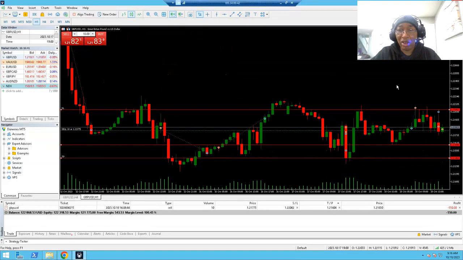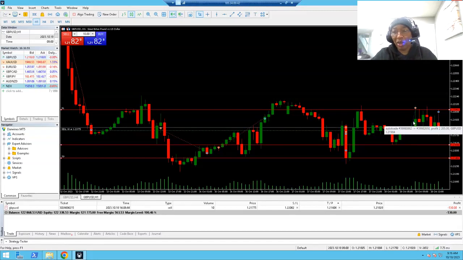And then also here, you can see it is like in a ranging market. You can see it just goes up and goes down, goes up, goes down. Not much momentum in here. So that could be affecting her trade, but we are going to let this trade run its course and see what happens.